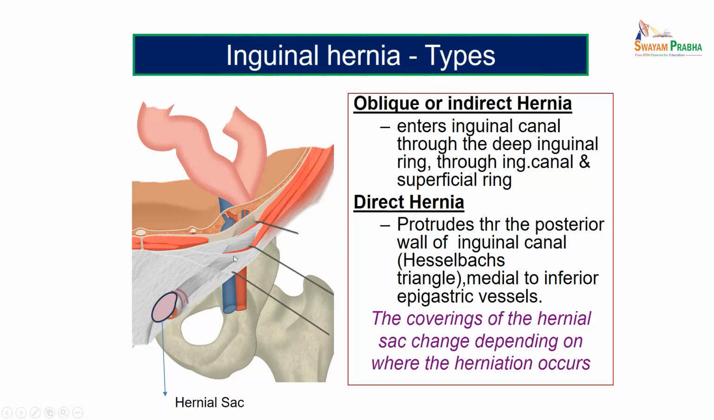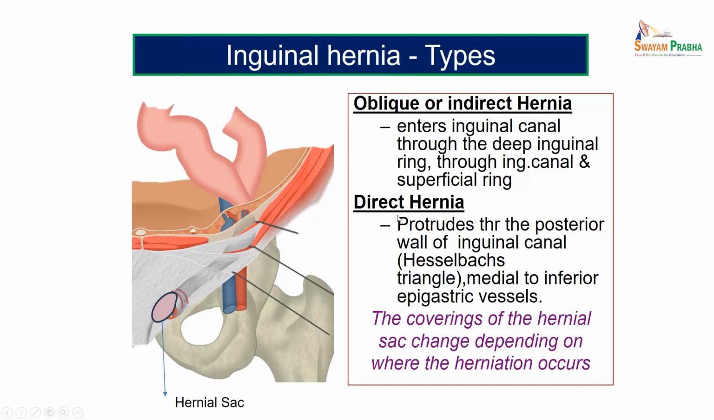Again, we look at the same picture. You can see this is a bowel loop and this is the inguinal canal, and you can see that the bowel loop is protruding through the inguinal canal, coming out through the superficial inguinal ring. So, any hernia passing through the deep ring, through the inguinal canal, coming out through the superficial inguinal ring, is called indirect hernia or oblique hernia.